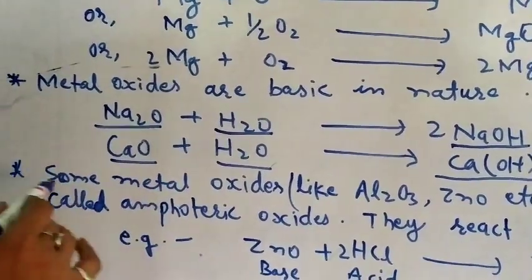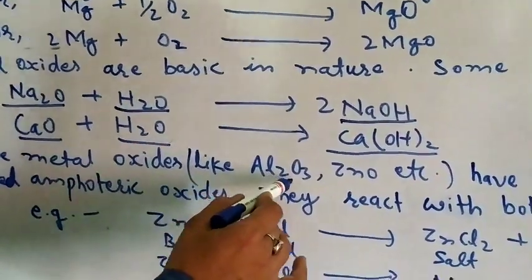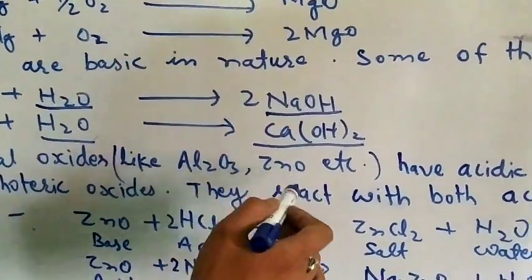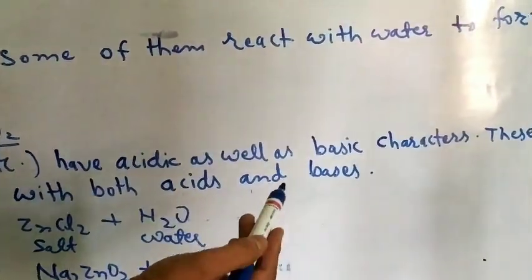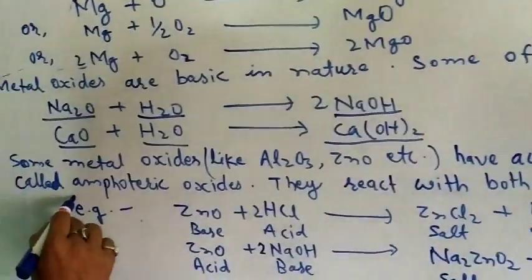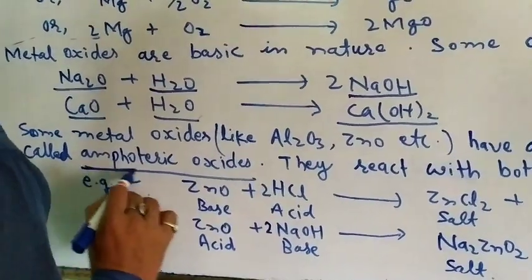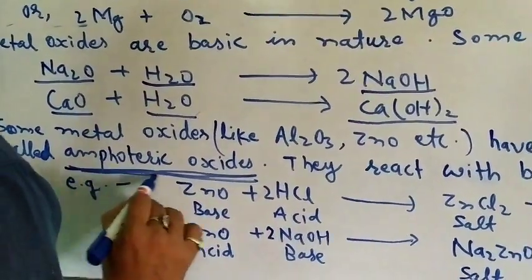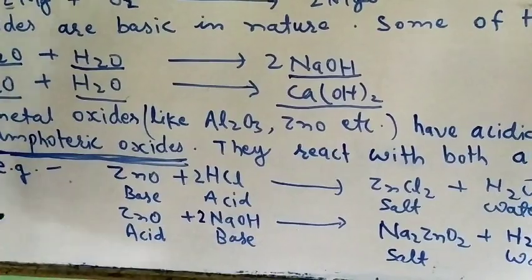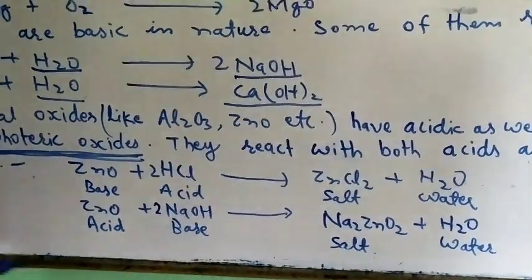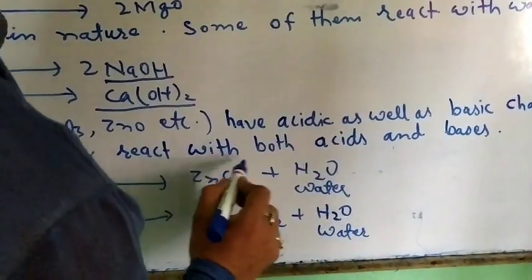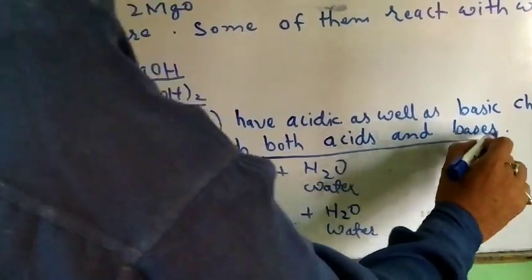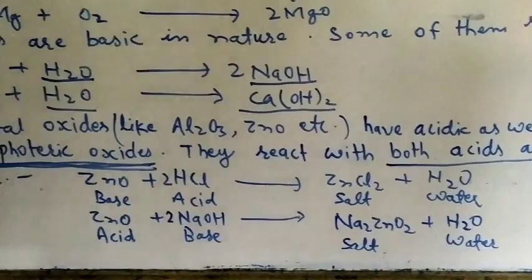But some metal oxides like aluminium oxide or zinc oxide have acidic as well as basic characters. These oxides are called amphoteric oxides. Why are they called amphoteric oxides? Because they react with both acids and bases, so they are called amphoteric oxides.